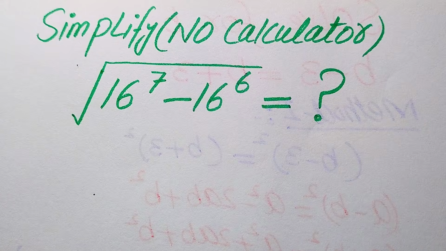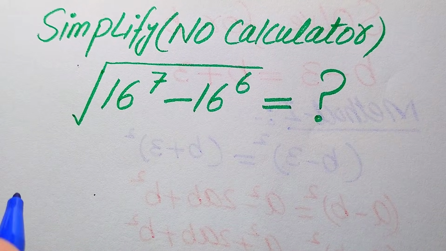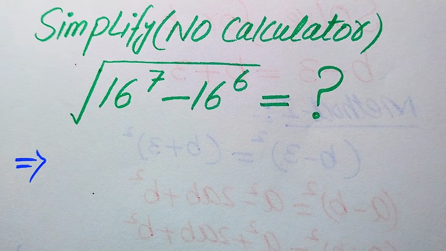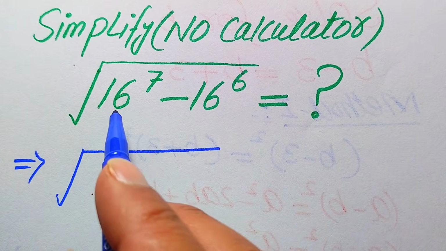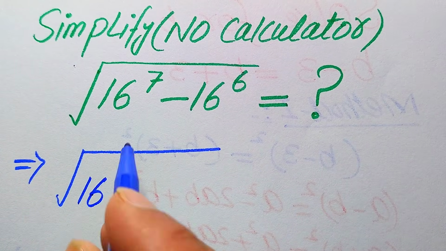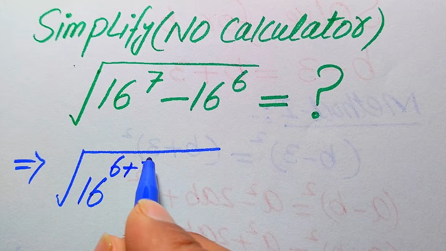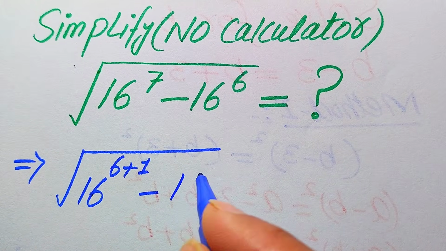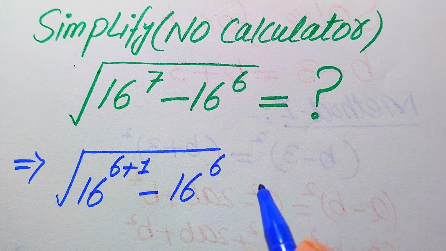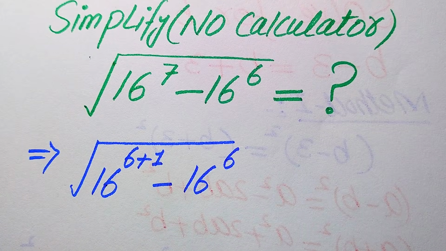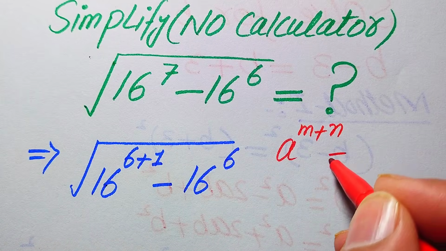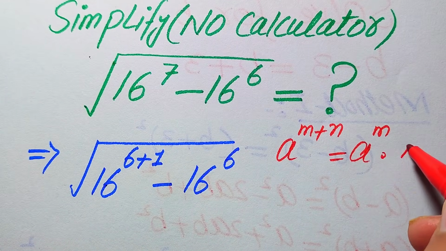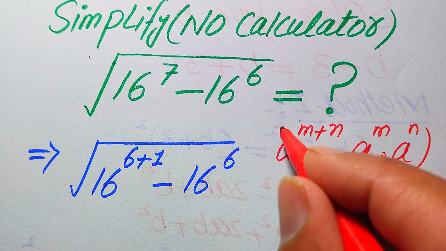So the very first step we are going to do is rewrite this equation in this form. We have the square root of 16 to the power of 7, and we write this 7 as 6 plus 1, minus 16 to the power of 6. Here we use the nice exponential law. You know about that: if we have a to the power of m plus n, it is equal to a to the power of m multiplied by a to the power of n.